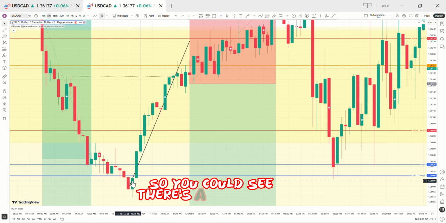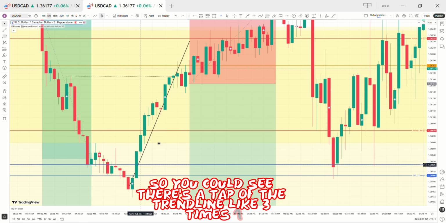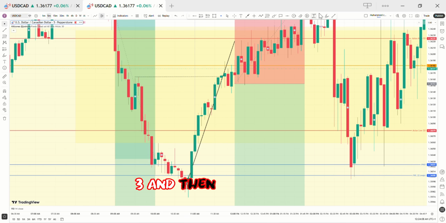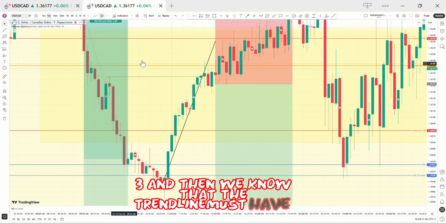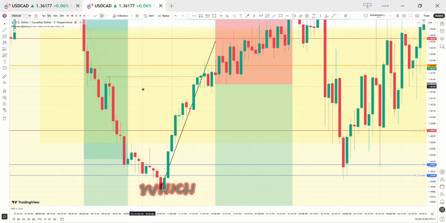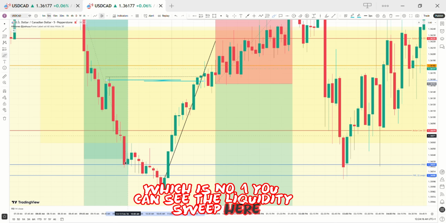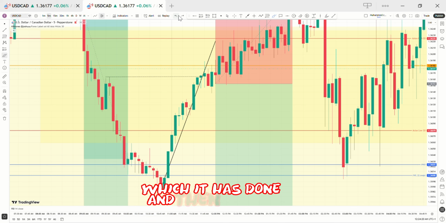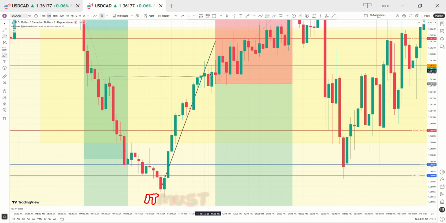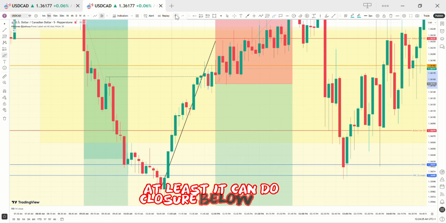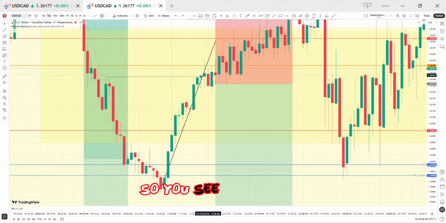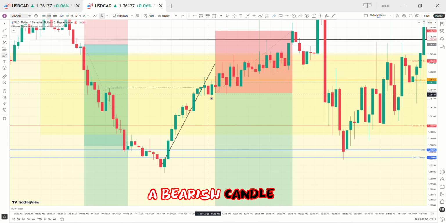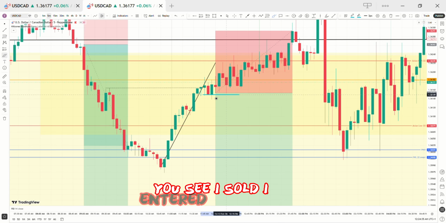You could see there's a tap of the trend line 3 times: 1, 2, and 3. And then we know that the trend line must have the liquidity sweep, which is number 1. You can see the liquidity sweep here, and it must tap the trend line 3 times, which it has done. And then for the rest, it must break out with at least a candle closure below the trend line or above. As price broke out of the trend line, a bearish candle broke out. I sold, entered for sales.